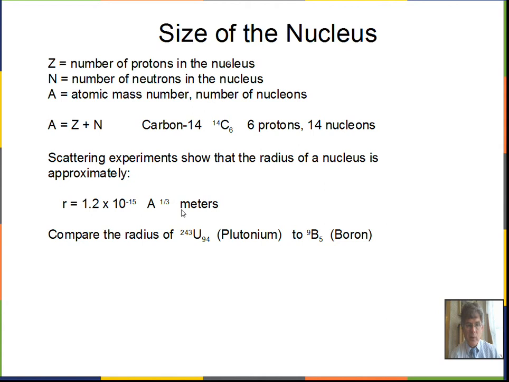But you find the superscript number, for example 243, you take a cube root. Or boron, this 9 is the atomic mass number. You take a cube root of that. But let's suppose, without doing any real exact calculations, we want to compare the radius of uranium-243, this particular isotope, to boron-9, that particular isotope. What would you guess? How much bigger is the uranium than the boron? What do you think that value would be?